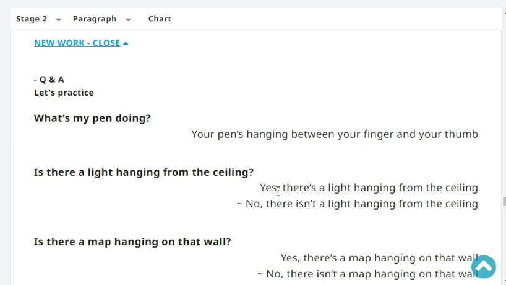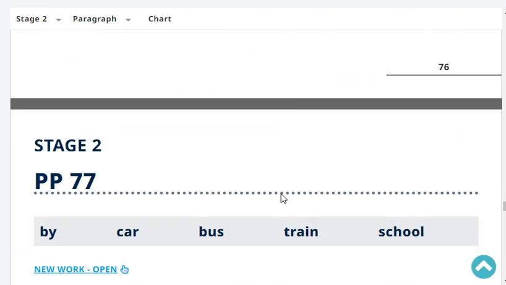There's a light hanging from the ceiling. Is there a map hanging on that wall? Yes, there's a map hanging on that wall. Very good.